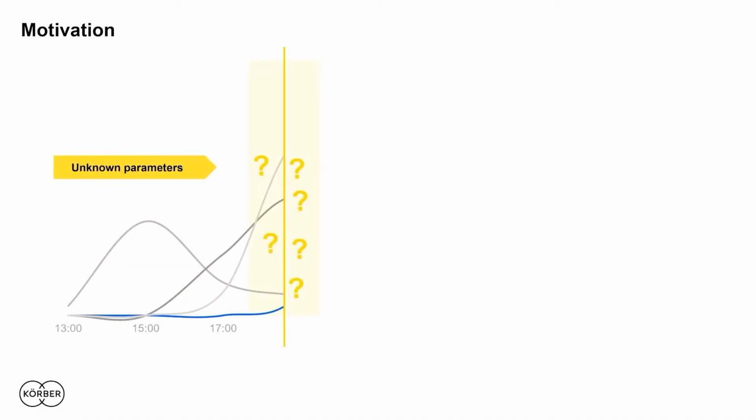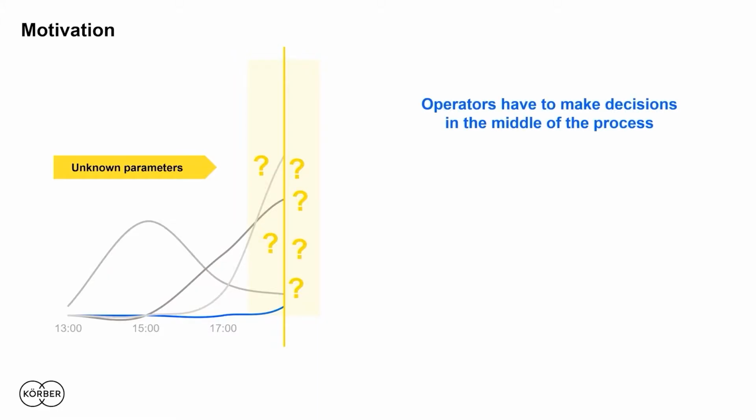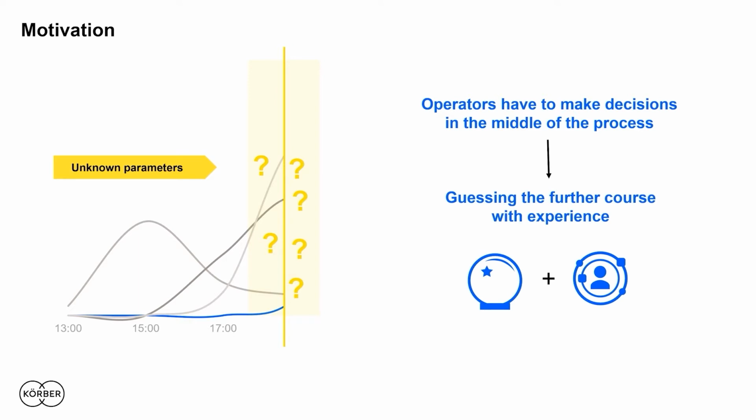Here you can see a running batch, time series data with measured values. And there's a critical time range for the operators. They have to decide for parameters. But how do they do that? They use their experience and they are guessing the further course.